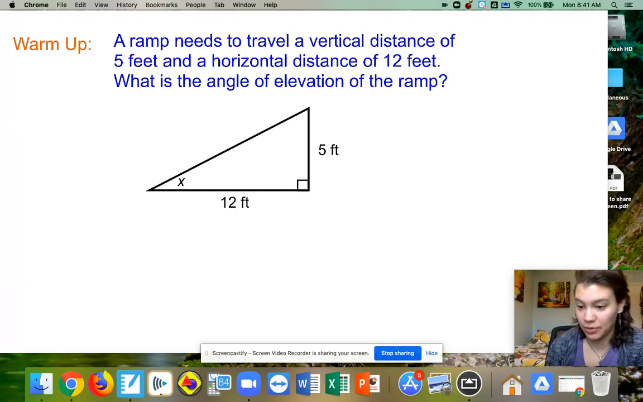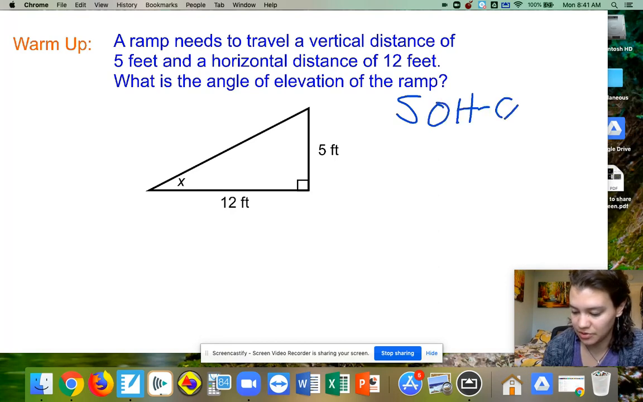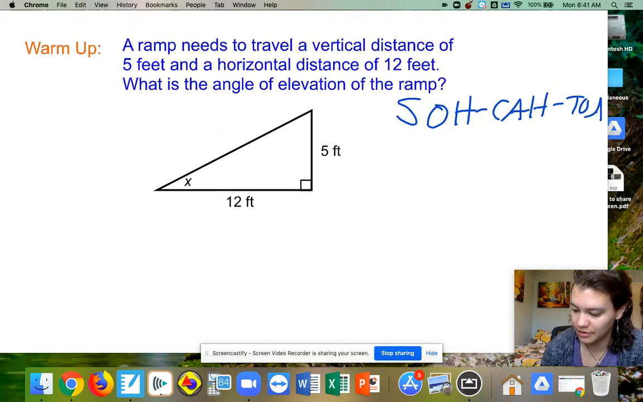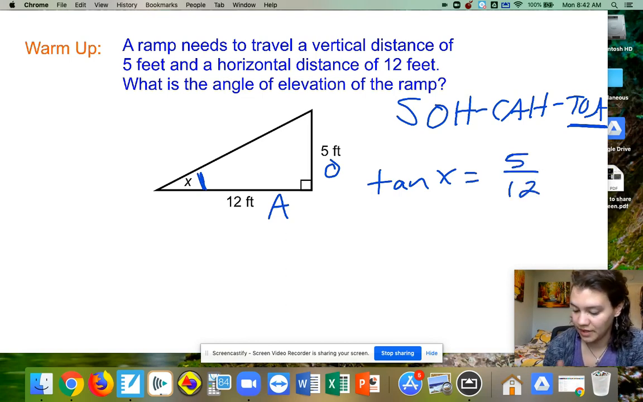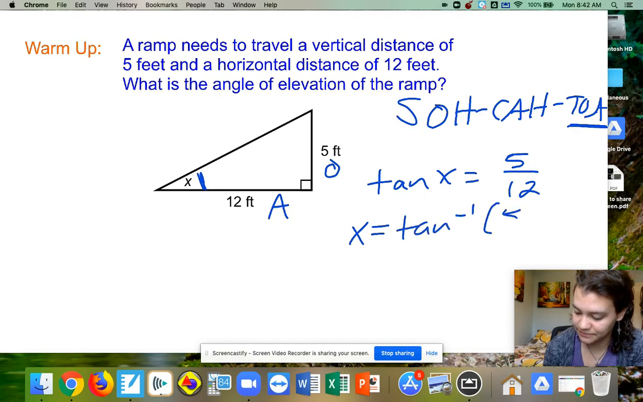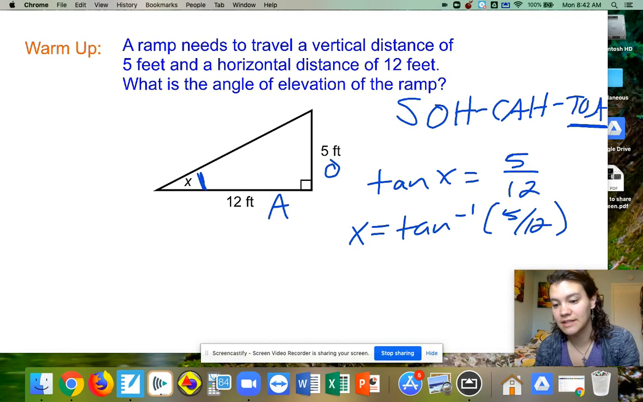Okay, so you want to decide what trig function to use. If we have SOHCAHTOA, here's our angle. Opposite it is the 5, adjacent is the 12, so we want to be using tangent. So tangent of x has to equal 5 over 12. And then to get rid of the tangent, you take the tangent inverse of both sides. And you get something like this.